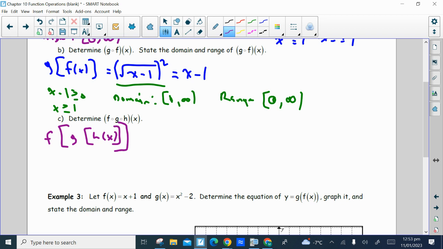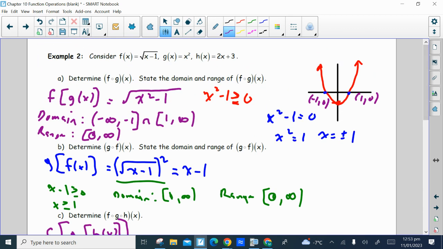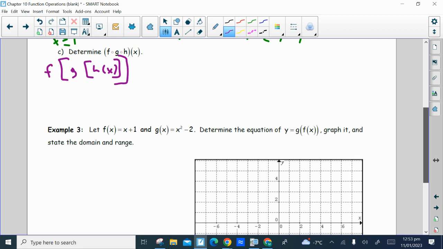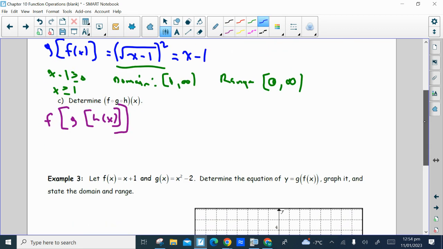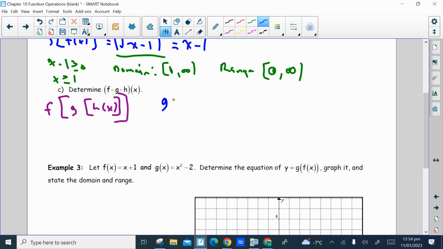So first we're going to embed h into g. So wherever we see the variable in g, which is the x, we're going to replace it with h. So we're going to replace this x here with h, which is 2x plus 3. And because the x is squared, the 2x plus 3 would be squared as well. So again, starting with g at h at x, the x is replaced with the 2x plus 3, and because the x was squared, the 2x plus 3 would be squared as well.